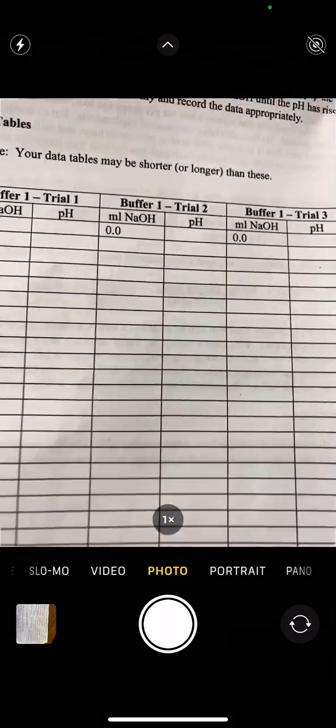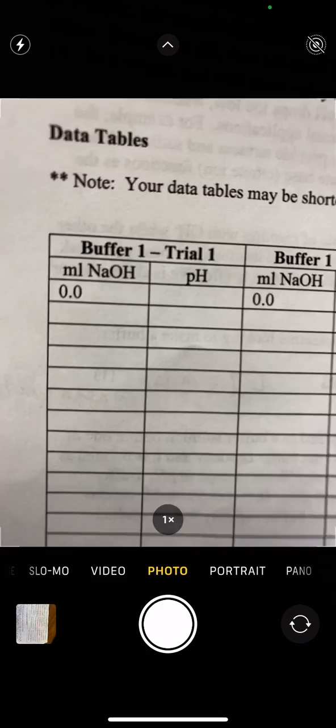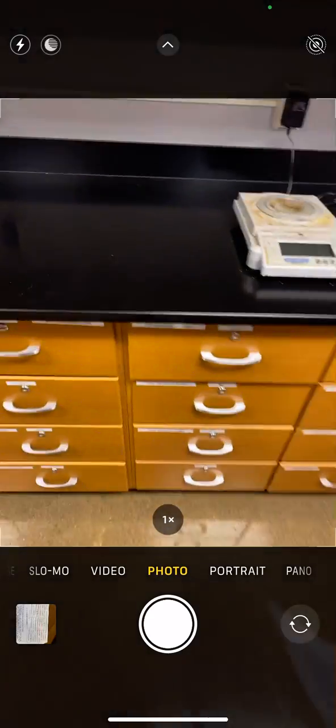Okay, so now let's go collect the data. We're going to add NaOH to a buffer and measure the pH. So first thing we have to do is grab a flask. So I'm walking over here. I'm going to grab a flask.